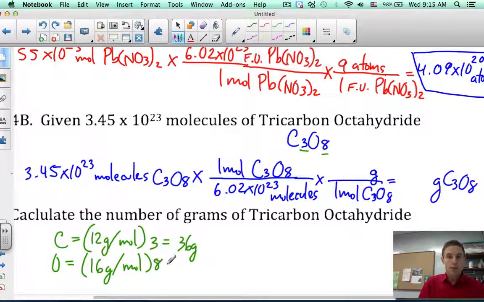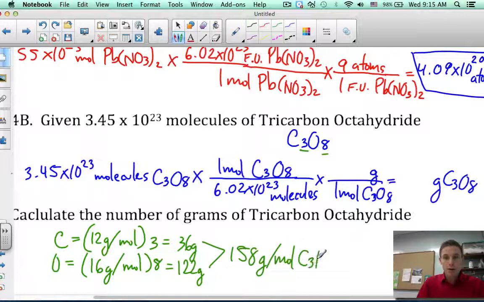There you go. That gives you 80, what is that? 80 plus 42, so 122. 122 grams. When we add those up, we get 158 grams per mole of C3O8. I'm just going to double check my math so I make sure I give you the right answer. You don't have to do this again later.